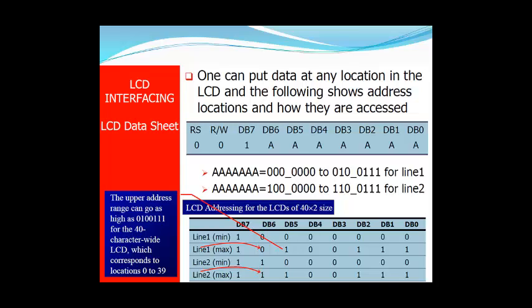As we can see, one can put data at any location in the LCD, and the following shows the address locations and how they are accessed. We can see that the upper address range can go as high as 0100111 for a 40 character wide LCD to 010011, that is 19 in decimal, for the 20 character wide LCD. One thing to note is that the upper range 0100111 is 39 in decimal, which corresponds to the locations 0 to 39 for LCDs of 40 by 20 size.